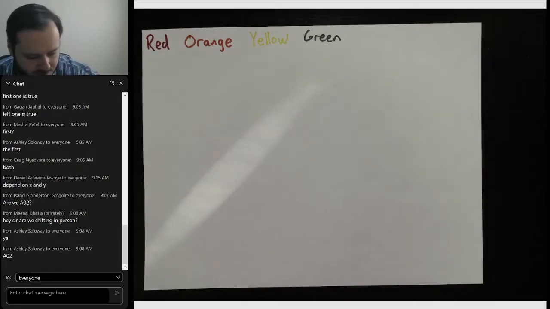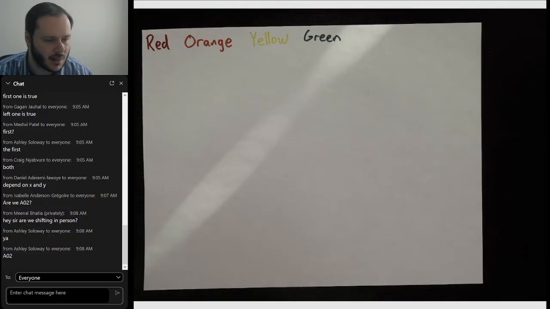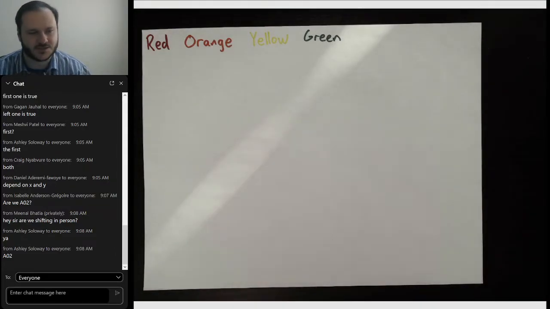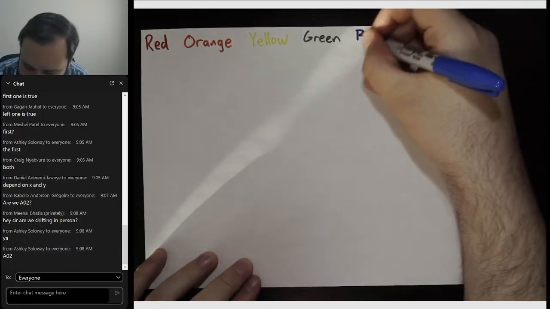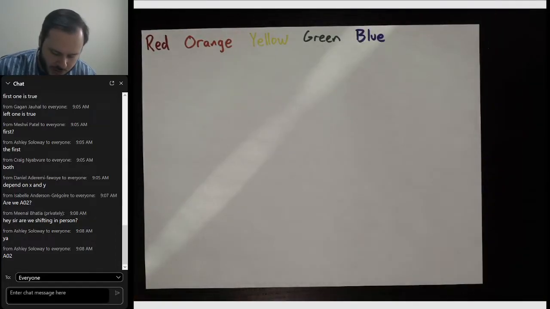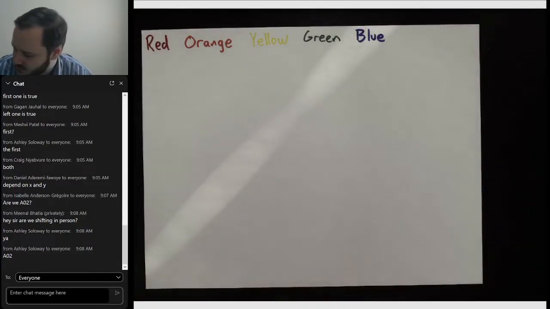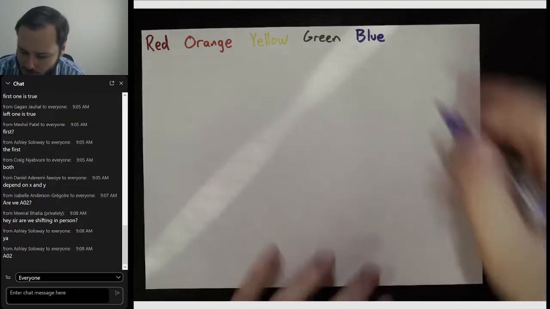Are we shifting to in-person? So the answer is I don't know and would love to know. The university has said that there will be a partial move to in-person classes, but more details will be coming. So I do not know.